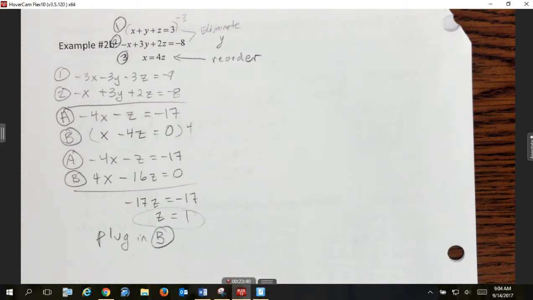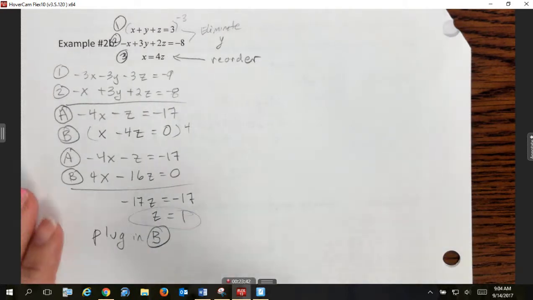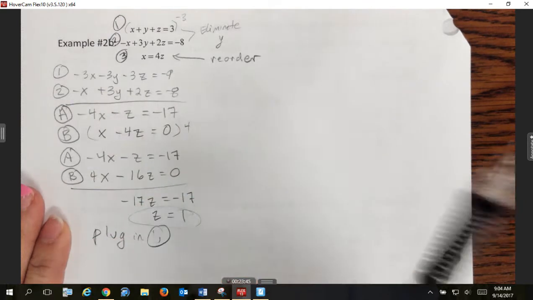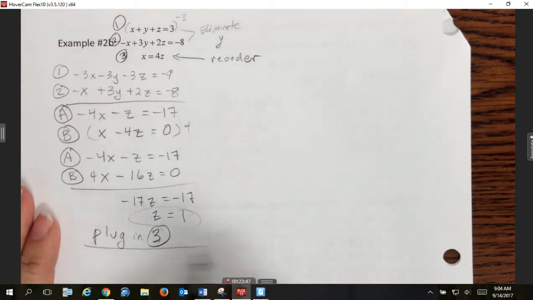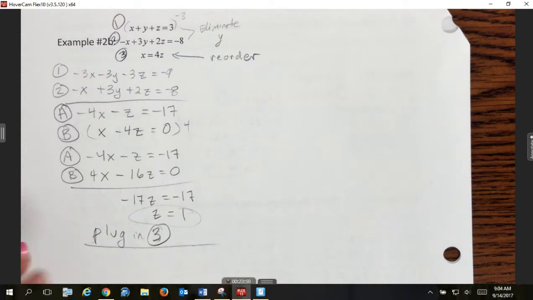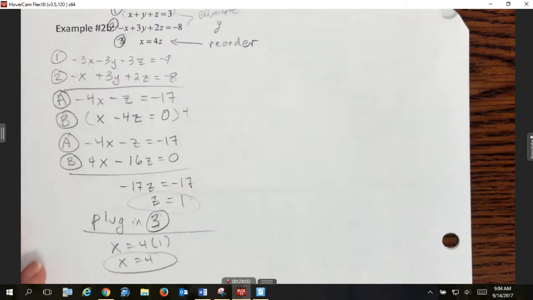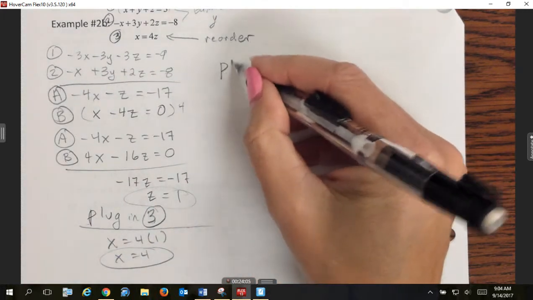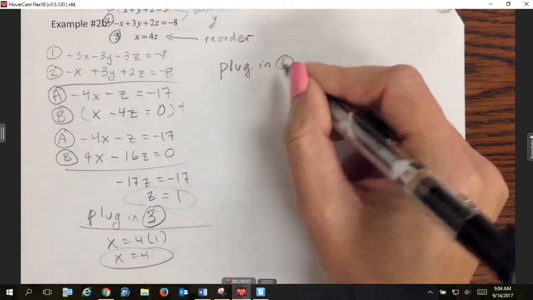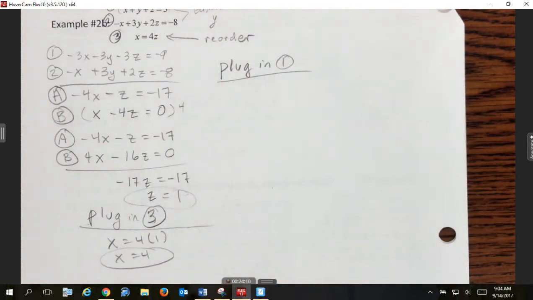Yeah. You could. We could plug it in 3. We have to do 1, 2, and 3 at some point, so should we just do 3 now? Okay, let's do that. All right, so we plug it in 3, and we'll have x equals 4 times 1, so x is 4. There are many different orders of how you could do these. We can plug in 1 or we can plug in 2. There's lots of different orders.